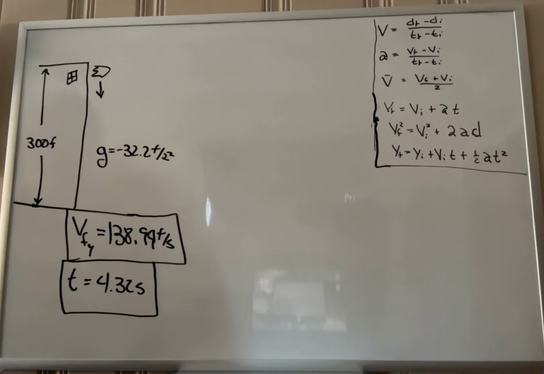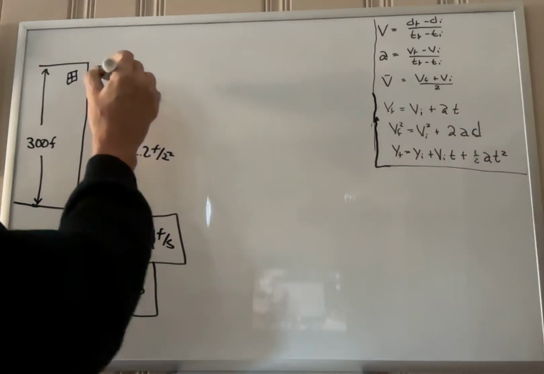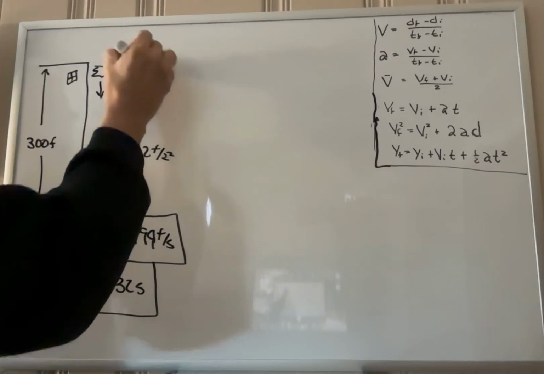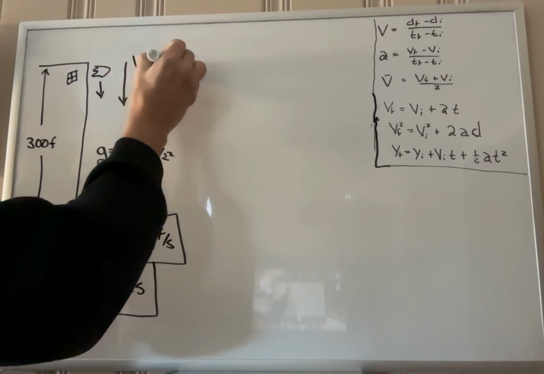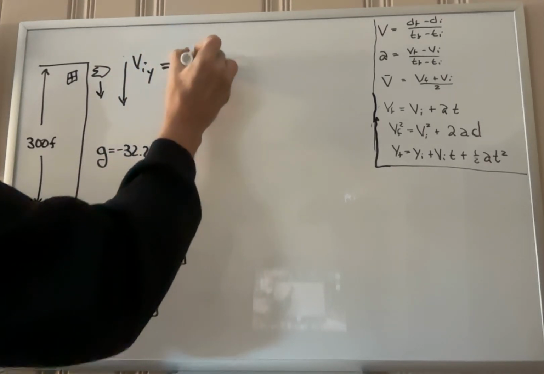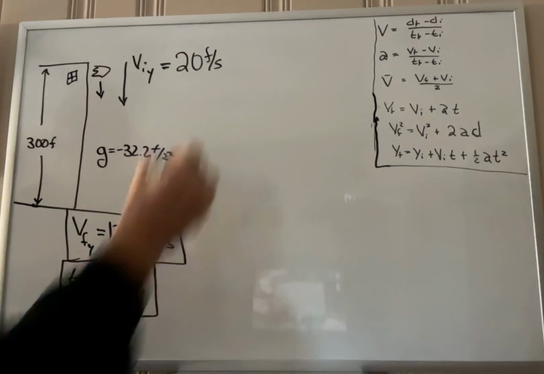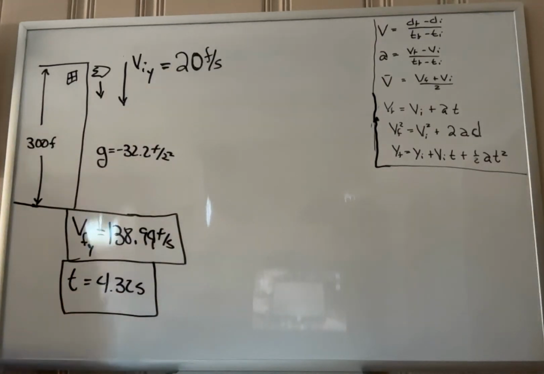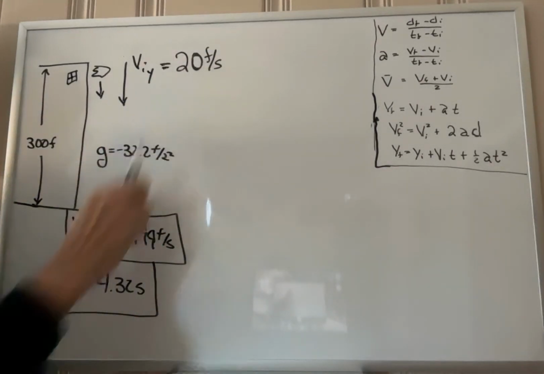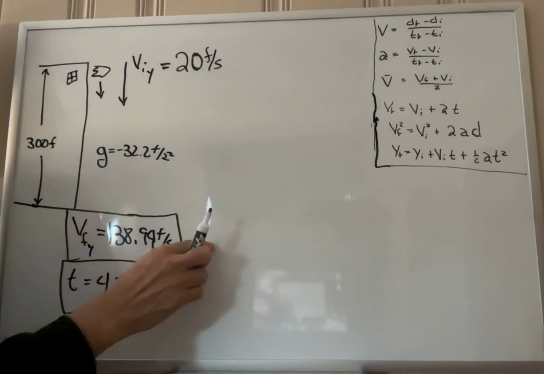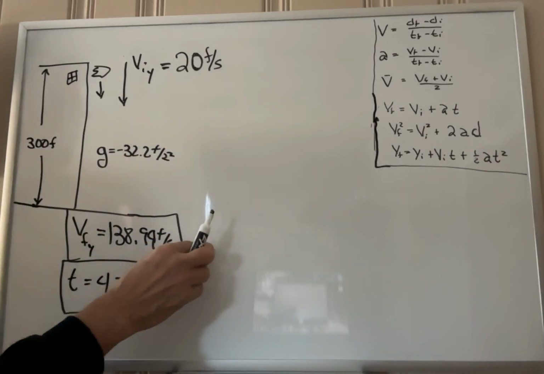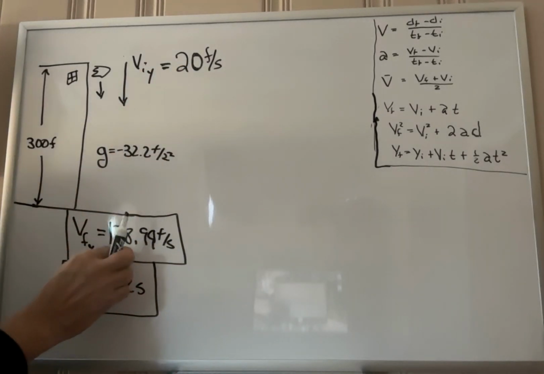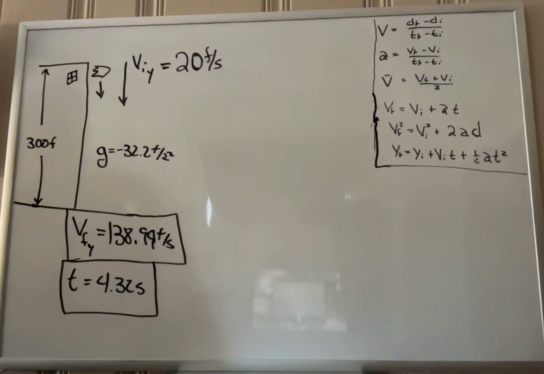Let's just say now that the person decides to throw it downwards. So we're going to have a velocity initial in the y direction. Let's just say it's 20 feet per second. One of the first things we have to understand is we just don't take 20 and add it to this and call that the velocity final in the y direction. That is just definitely wrong. If you take this velocity initial y direction and add it to this number, you are not going to get the correct answer. Let's see how this works.